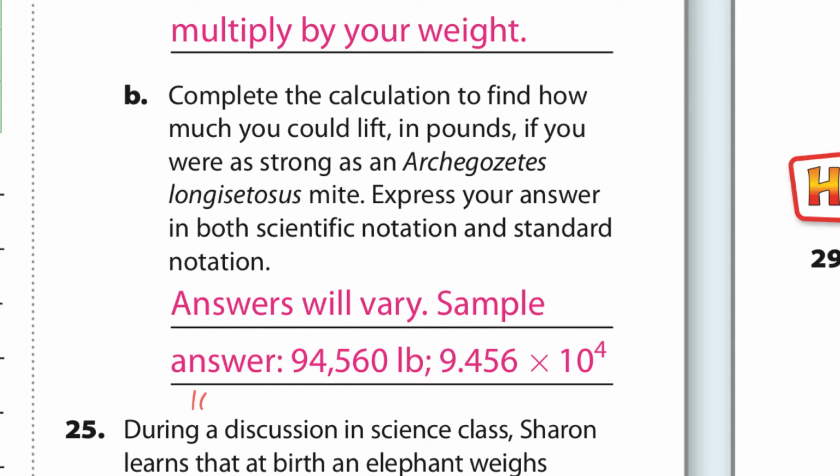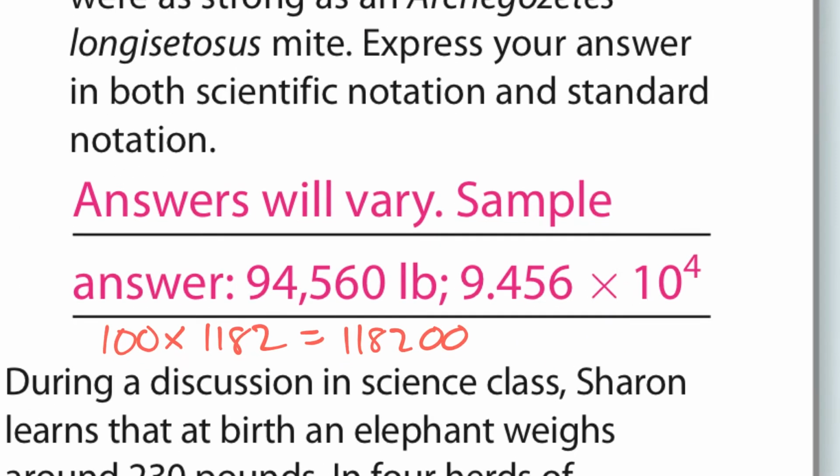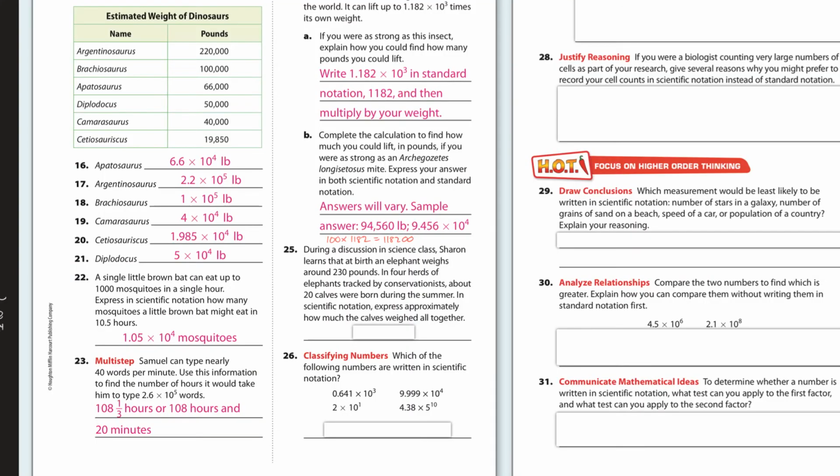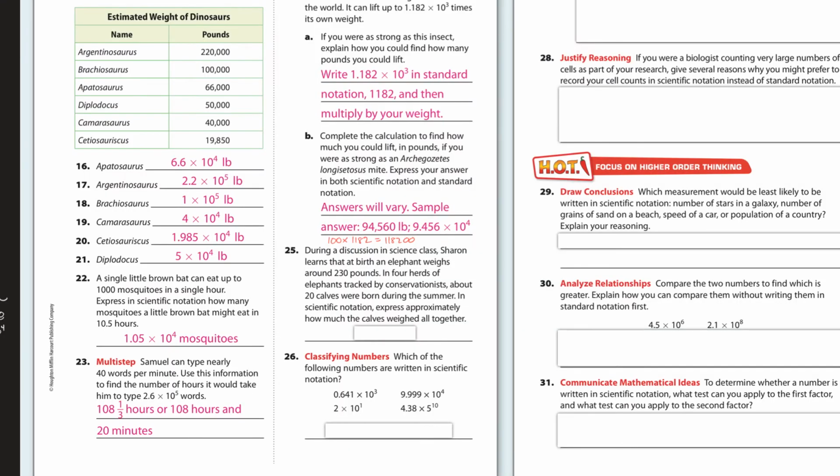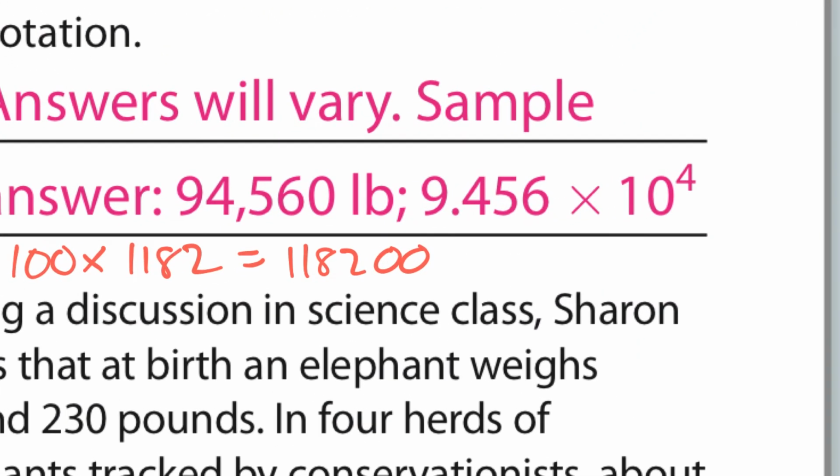If you weighed 100 pounds, it would be 100 times 1182, which is 118200. And that is equal to, oh boy. I keep doing the same stupid mistake. That is equal to 1.182 times 10 to the 1, 2, 3, 4, 5, fifth. So, you can get a couple of different answers depending on how much you weigh.